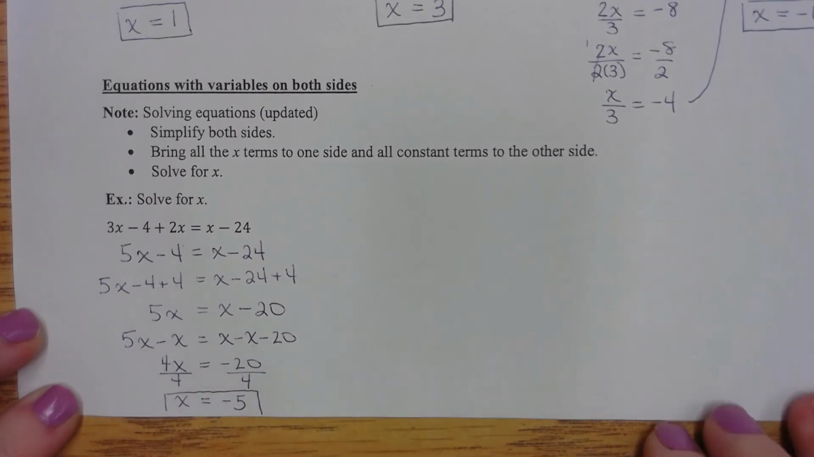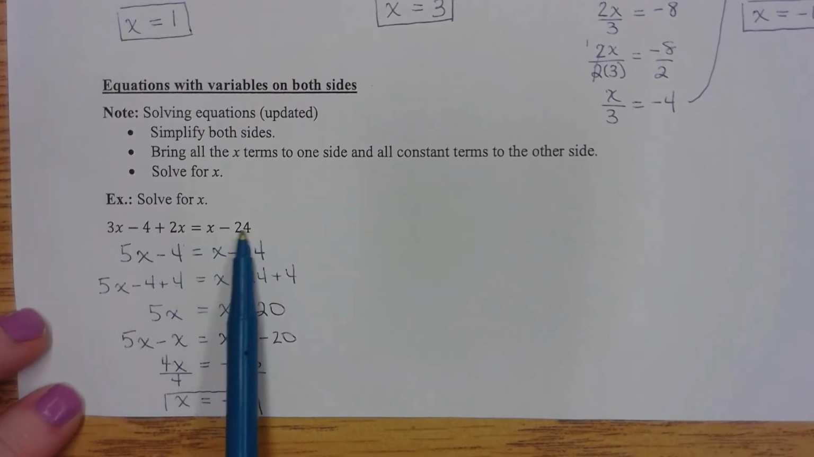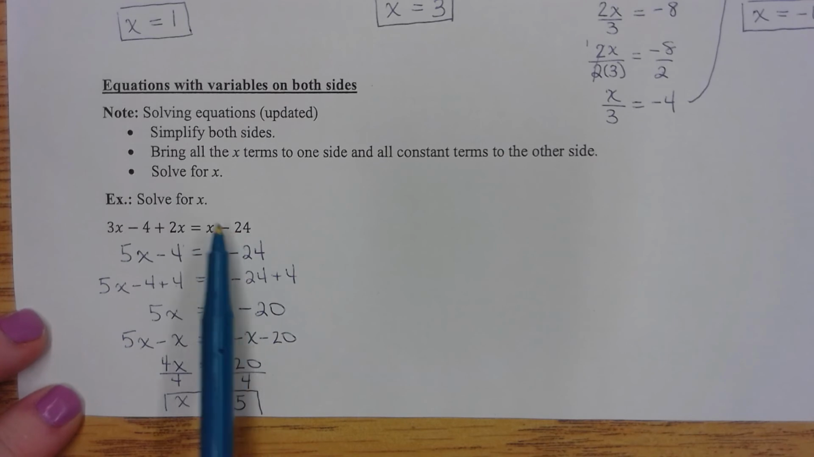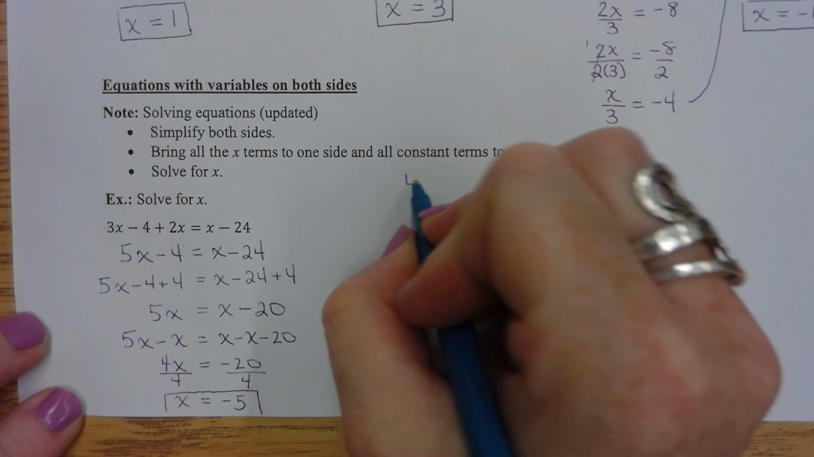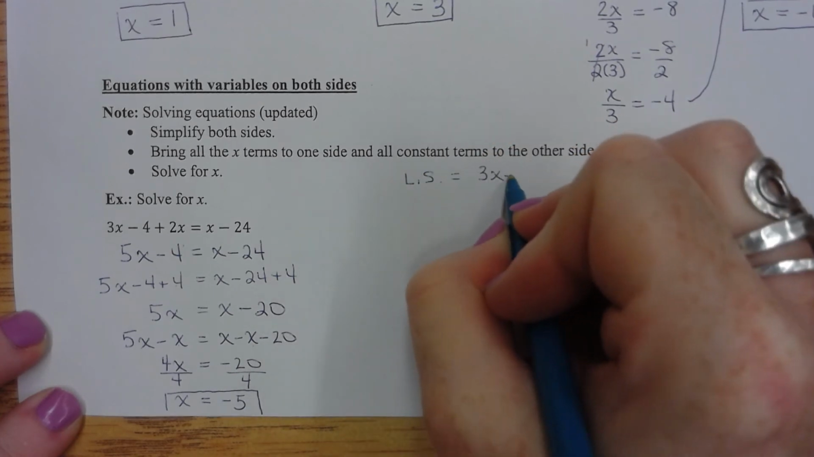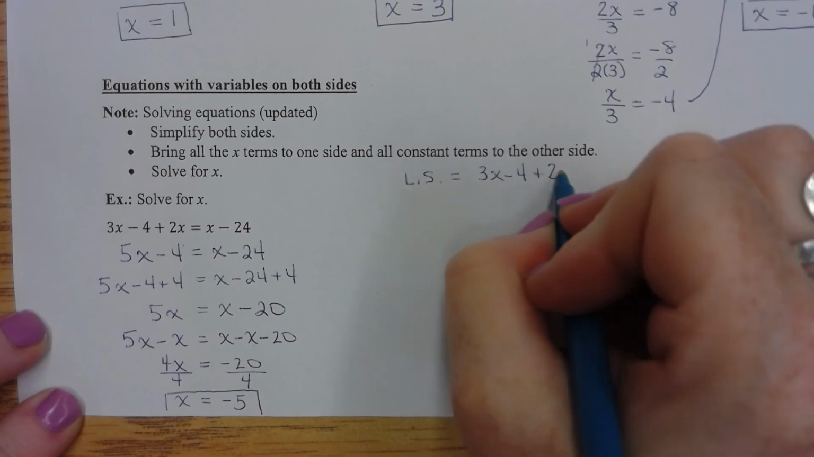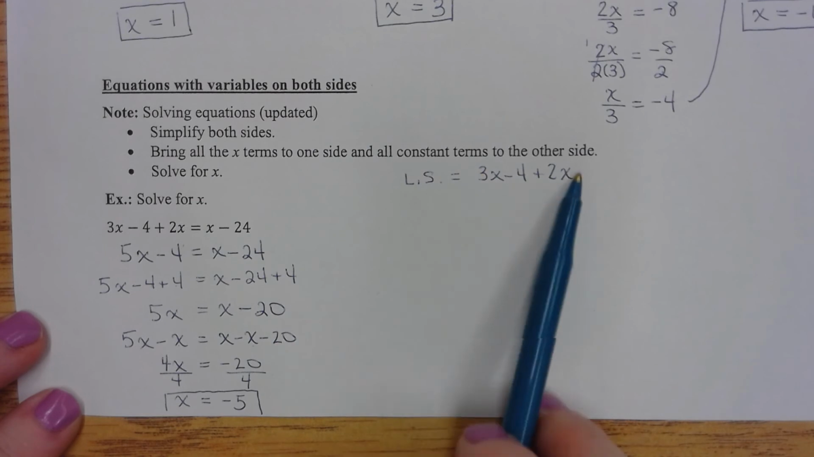So what I want to show you really quickly now is, how do I know that's the right answer? Because I can't just put it in anymore because I have x's over here, I have to actually check both sides of my equation to see if that's the right answer. So first we're going to take the left side of the equation, which is 3x minus 4 plus 2x. And what I want to do is put this x equals negative 5 in so I can see what answer I get when I do all this math.